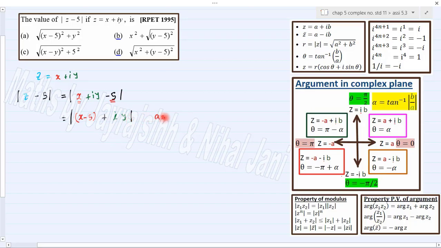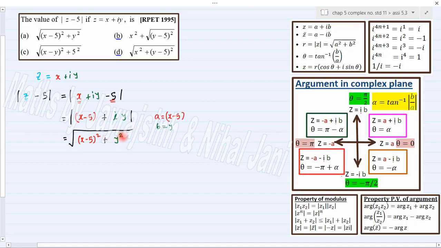So, let's write down a is equal to x minus 5 and b is equal to y. So, its mod is simply under root of real part square plus imaginary part square, which is given in option A.